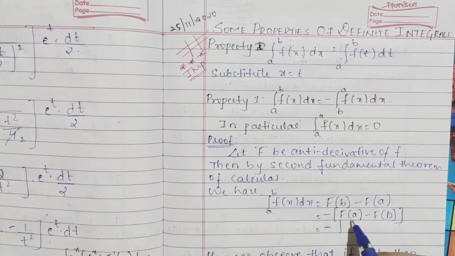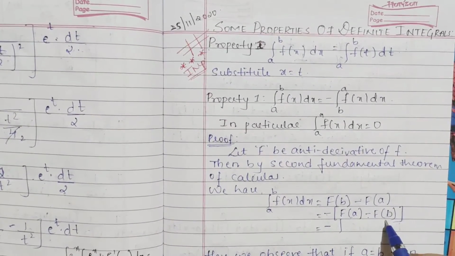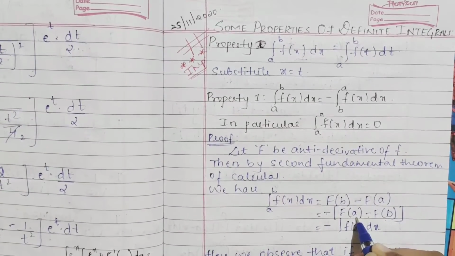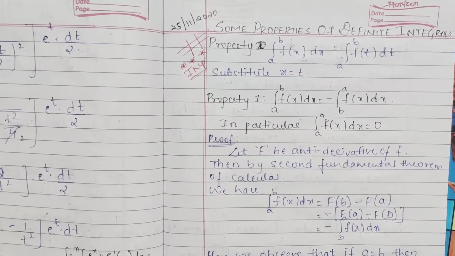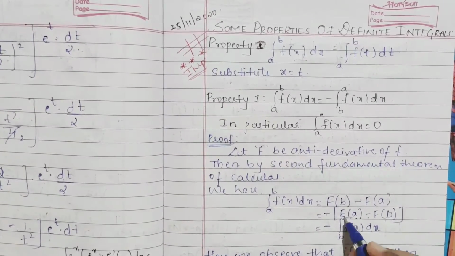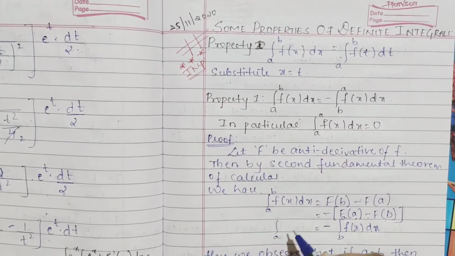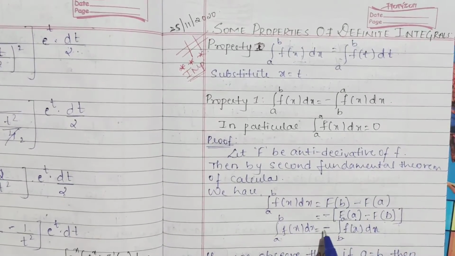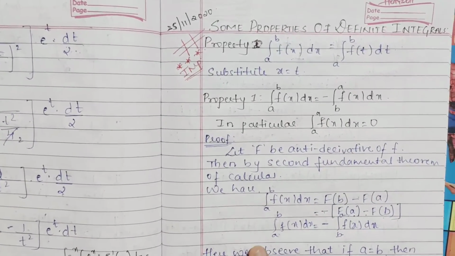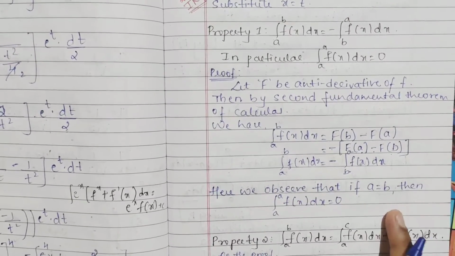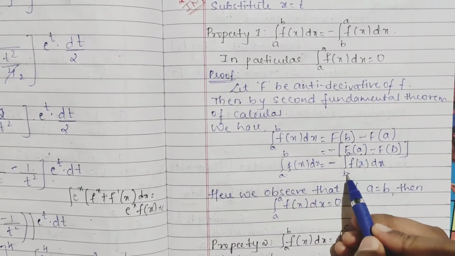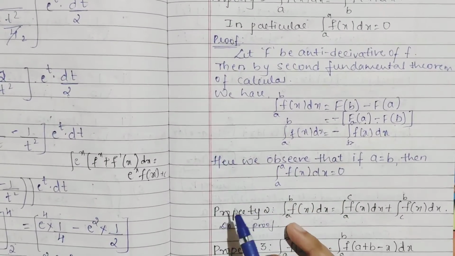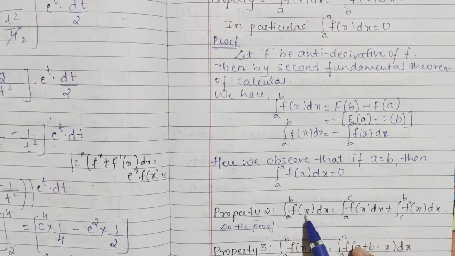Now this minus sign. F of a minus F of b tells us the integral of f of x dx, but from where? From b to a. See, I changed the limits, and when you change them, it becomes negative. When the integration goes from lower limit to upper limit and you change it from upper to lower, it will be negative. In particular, if a is equal to b, then you get the integration as 0.